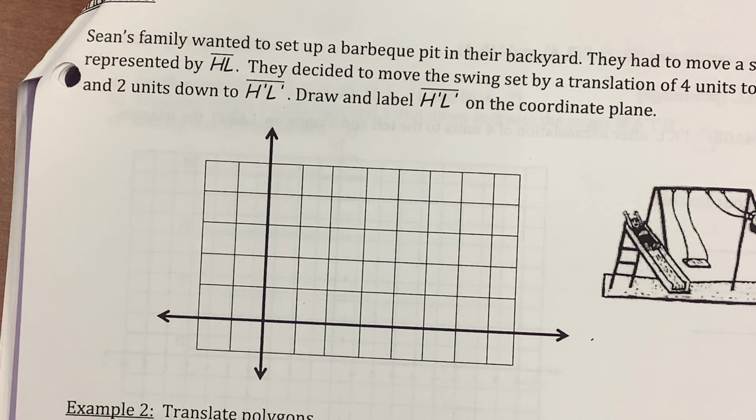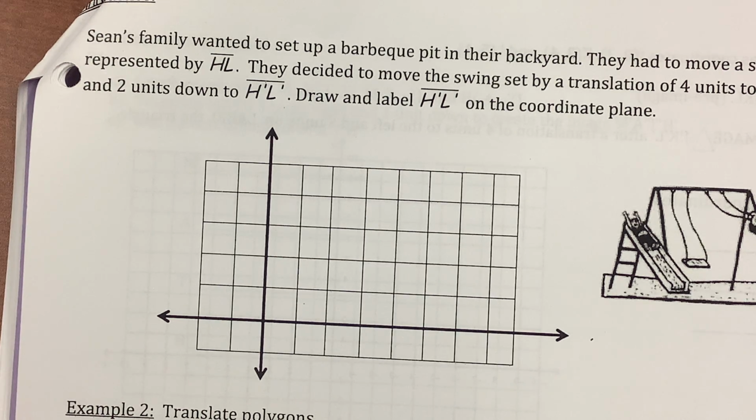Sean's family wanted to set up a barbecue pit in their backyard. They had to move a swing set represented by HL. They decided to translate the swing set 4 units to the right and 2 units down. Oh dear. And now the swing set is going to be at H prime, L prime. And they want you to write the coordinates on the coordinate plane. So let's take a look at this.